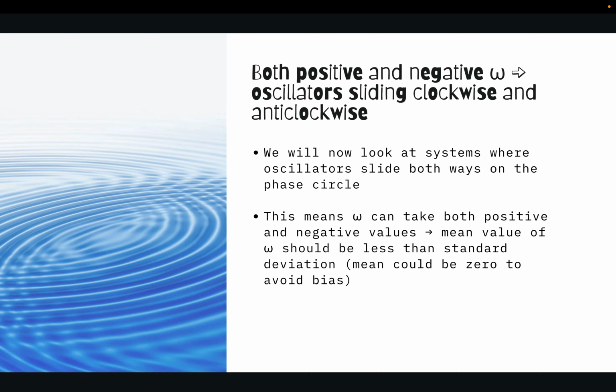That means oscillators are sliding both clockwise and anti-clockwise on the phase circle. So we will look at systems where oscillators slide both ways. This means omega can take on both positive and negative values. So for instance, we can do this if we choose the mean to be 0, just to avoid bias.